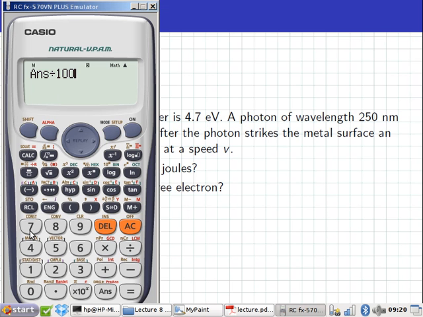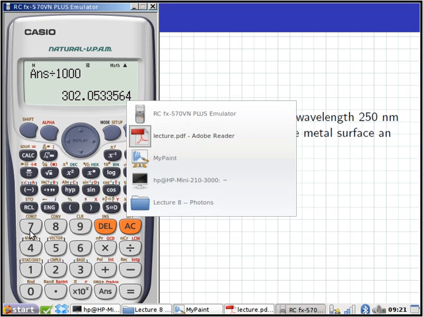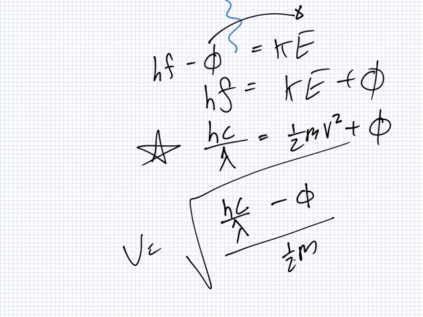So the speed of the electron that's released is, let's put it in kilometers per second, 302 kilometers per second. 302 km per s. How fast is this?